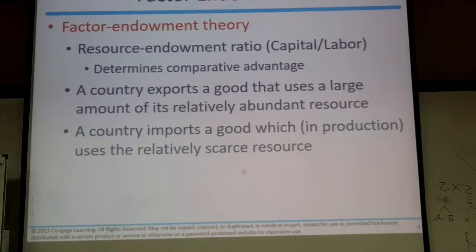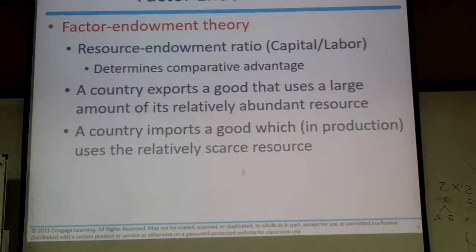If we assume X capital intensive, we must just make an assumption, that's all. If we assume X is capital intensive, so United States must specialize in X. So a country exports or specializes in a good that uses a large amount of its relatively abundant resources.